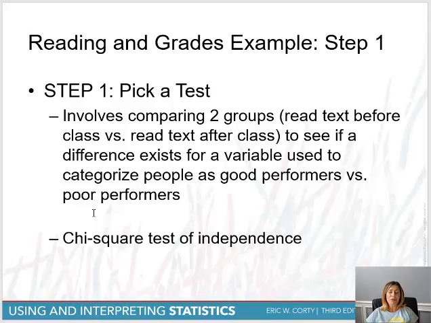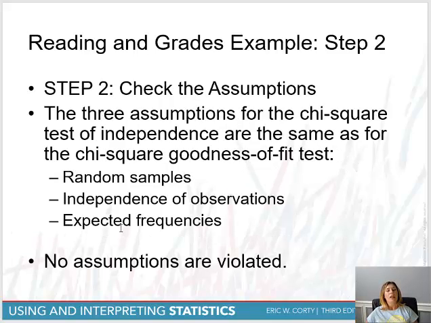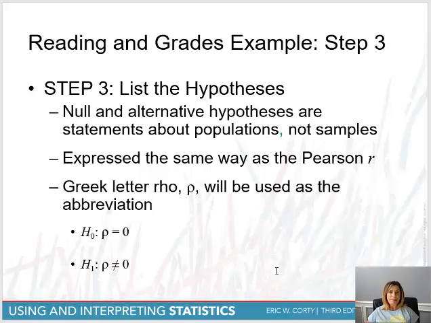So we're going to go ahead and pick our test. We're comparing two groups. Really, we're just looking at two dependent variables to see if there's a difference or a relationship between them. They're measured at the nominal or ordinal level, so we know we can't do a parametric test. So we're going to go ahead and do a chi-square test of independence. Our assumptions are exactly the same as they were for the chi-square goodness of fit test. Expected frequencies again, the cells have to have at least 5 in the expected frequencies, otherwise we can't even proceed with this test.